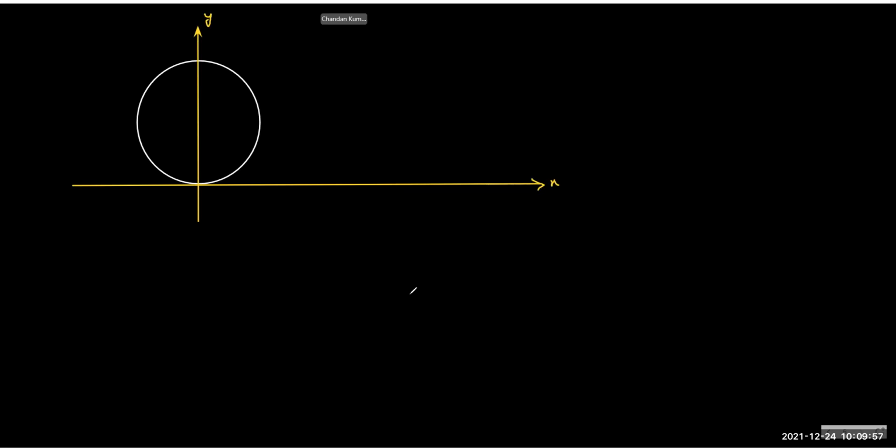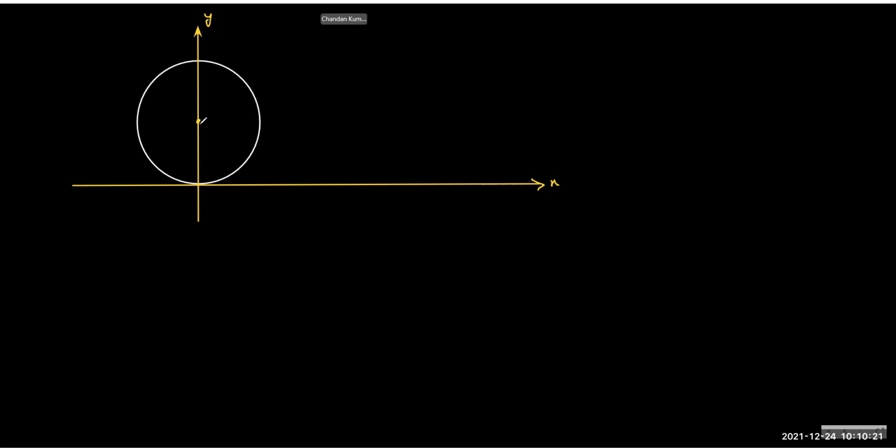For JEE Main, I can tell you that the most they can ask is the path shape, or a small discussion about this, not something very calculative. In Olympiad and JEE Advanced, it can be calculative in nature. Okay, so now what I'm saying is that the motion we know already, so it's not a big deal.